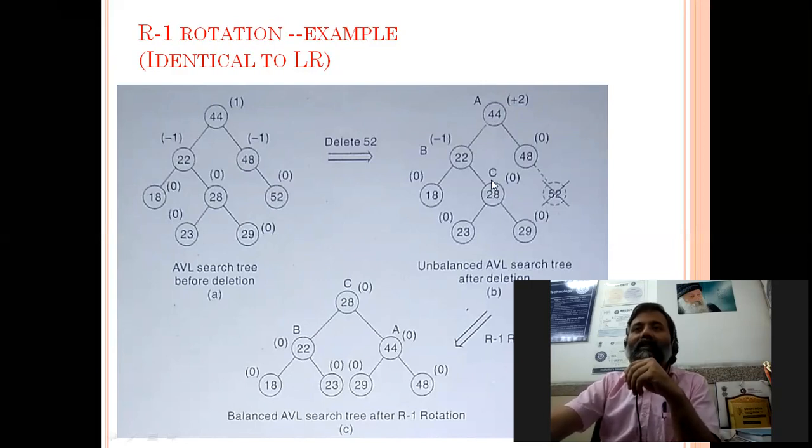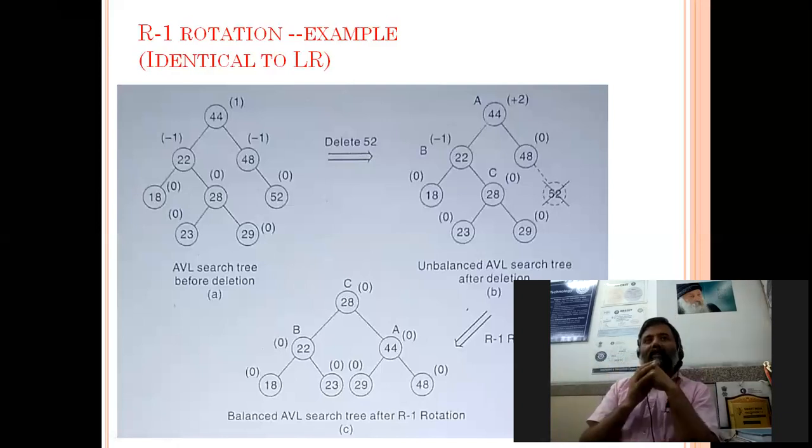Now, this C will become the root. So C will move to A, B will be the same, C will be, you can see here 28, and this 44 will become the right child. So 44 becomes the right child. Okay. Now 48, the right subtree of A, no change. The left child of C becomes the right child of B, 23, and the right child of C, 29, becomes the left child of A. So this is the R minus 1 rotation.